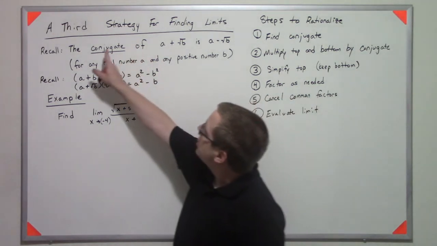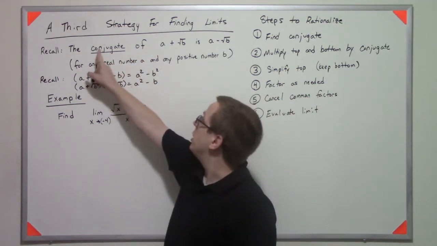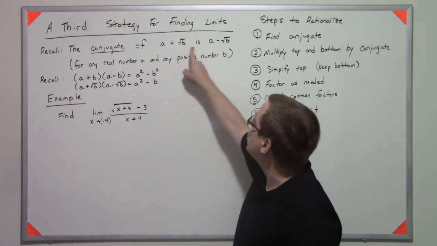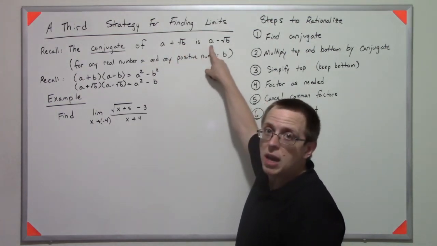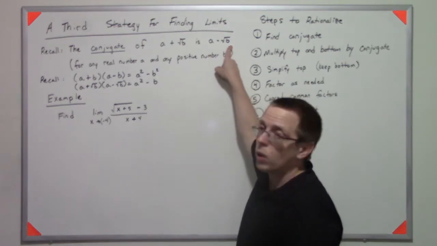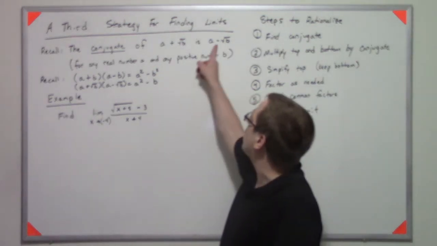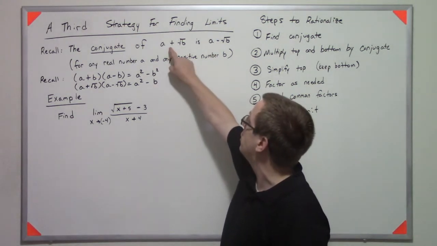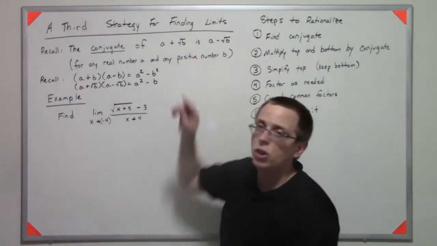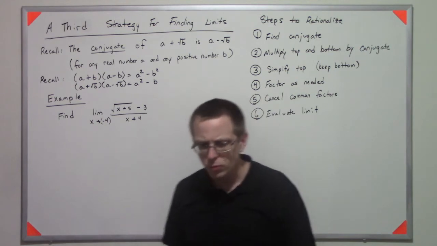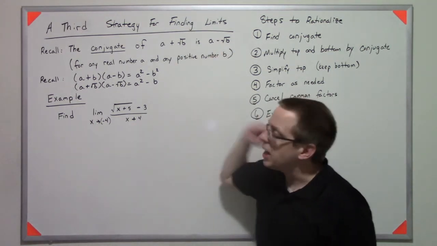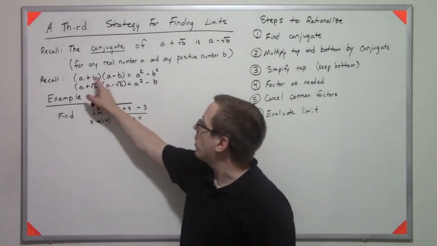If we talk about this idea of a conjugate, if I have some number plus a square root, its conjugate is the same number minus that square root, and vice versa. If you start out with a negative square root or a negative outside the square root, its conjugate is this. So conjugates come in pairs. Just remember that. The second thing I want you to remember is this difference of squares formula.